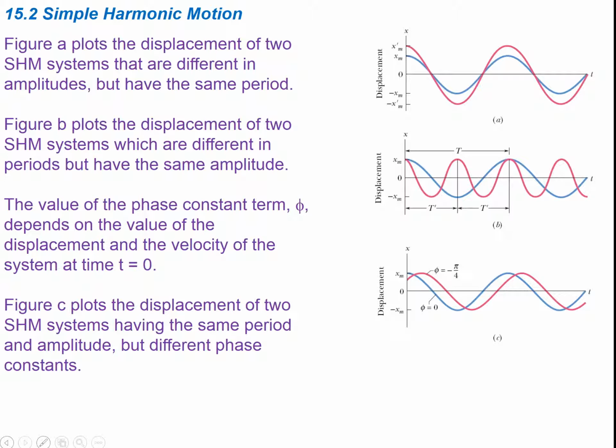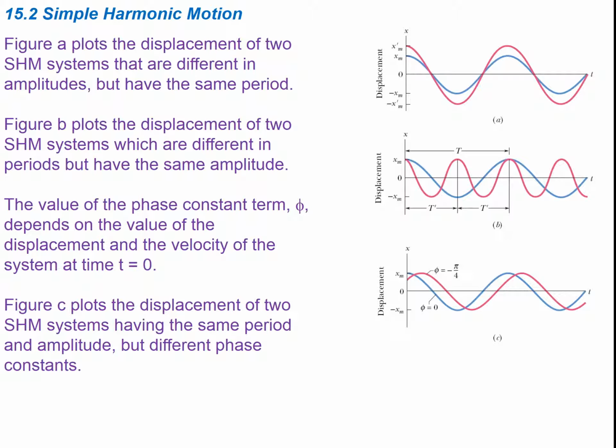Okay, so figure A shows the plots of displacement of two simple harmonic systems that are different in amplitudes but have the same period. So in this case, they have the same period, which means the amount of time it takes for a full oscillation. So if we go from here all the way to here, that's going to be one oscillation. Here, all the way to here, one oscillation. So it's taking the same amount of time. However, they have different amplitudes, right? So you see that xm prime is going to be higher up than xm.